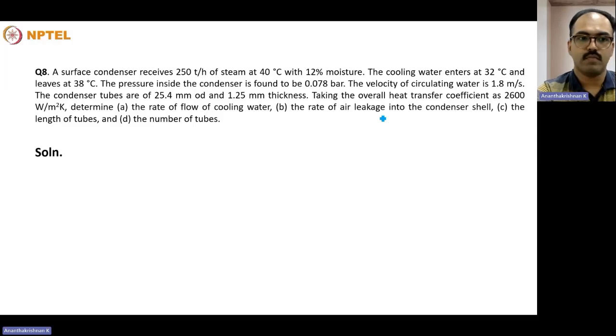How will you try to solve this problem? So we have been given the mass flow rate of the steam and the temperatures with the moisture.